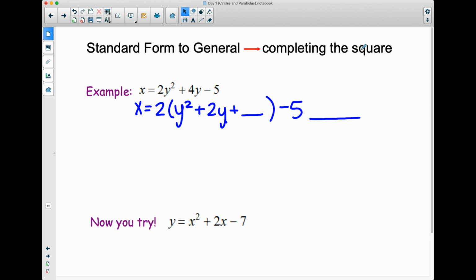So mostly with completing the square, we worked with two sides of the equal sign. This is just working with one. Who remembers that little formula we used? B over 2. B over 2. That sounds right.